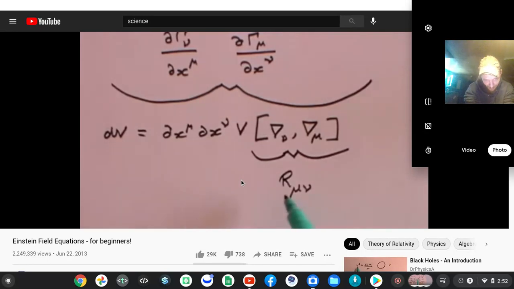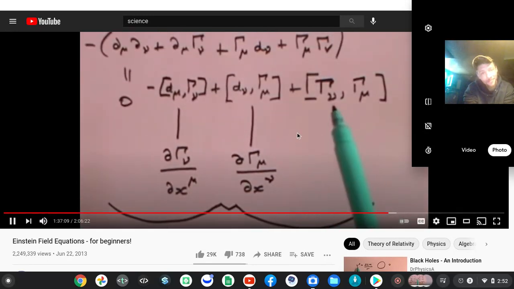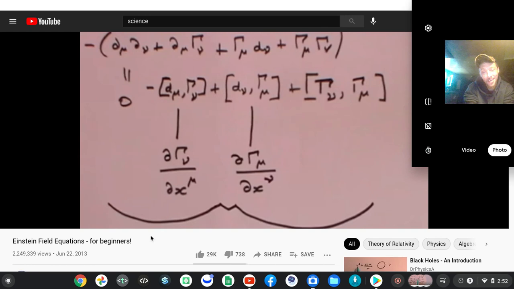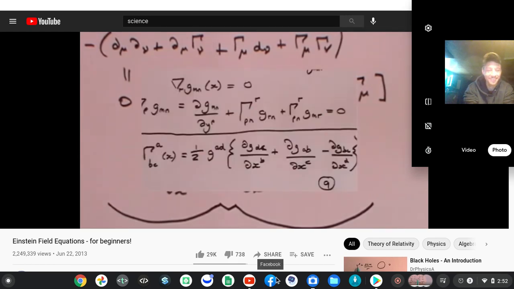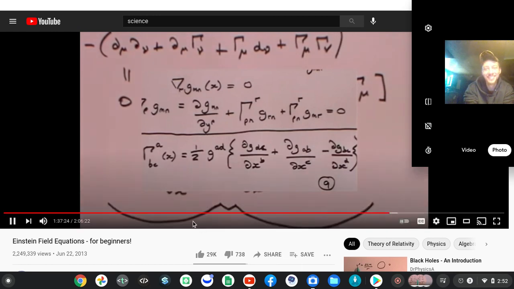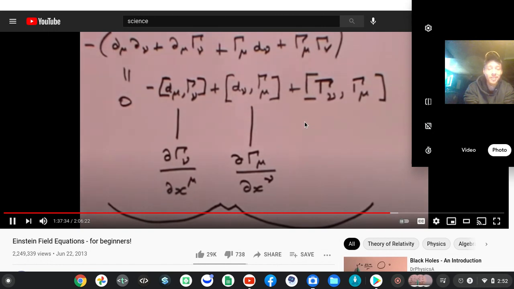We've just shown that the Ricci tensor is made up of Christoffel symbols and the derivatives of Christoffel symbols. But what are Christoffel symbols? We'll go back to equation 9, and you see that Christoffel symbols are made up of metric tensors and the derivatives of metric tensors. And what are metric tensors? They can be thought of as the device that you need to correct for Pythagoras on a curved surface.